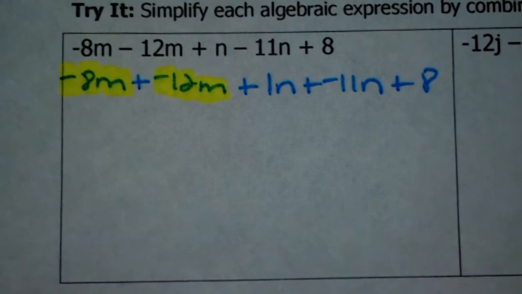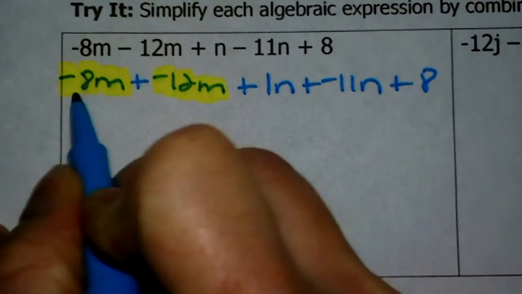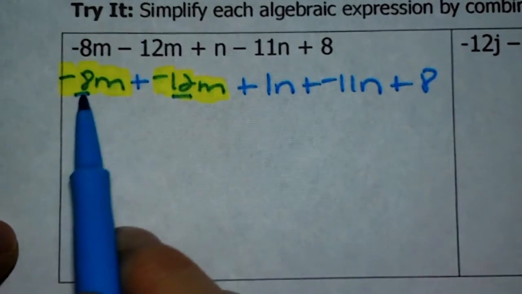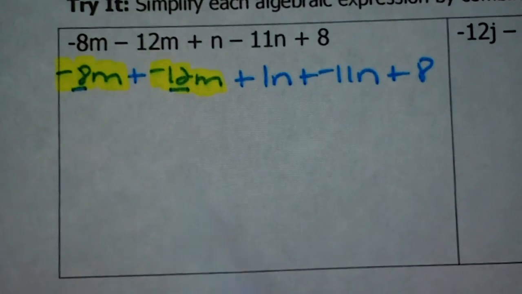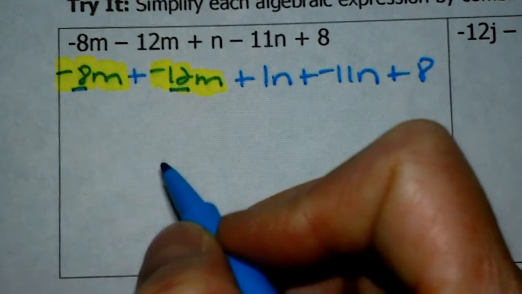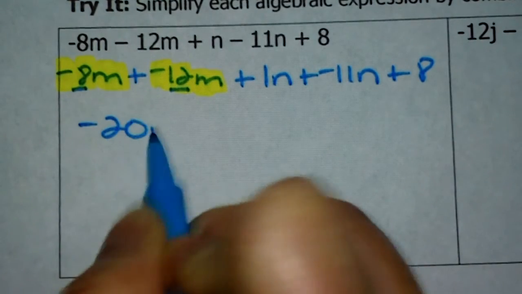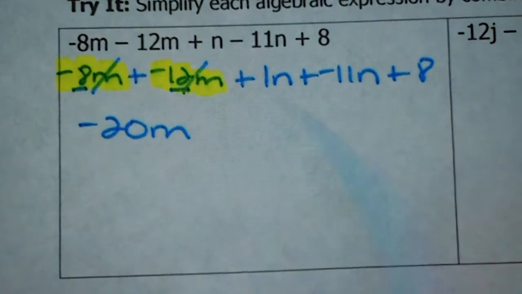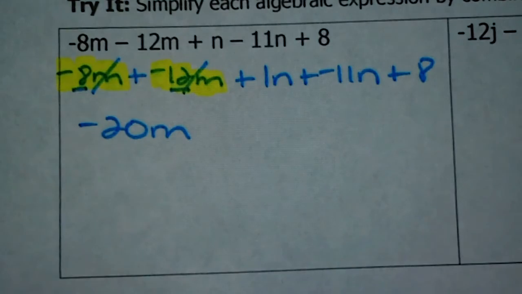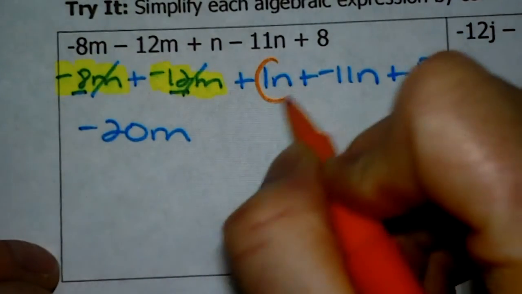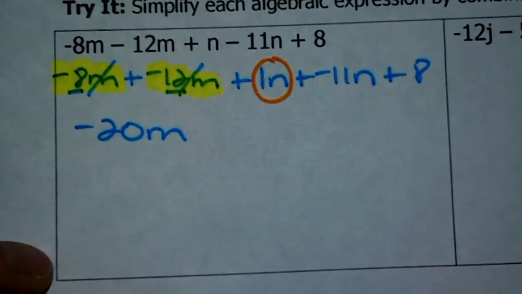So far, I know that negative 8m and negative 12m go together. In order to put them together, all I have to do is add their coefficients. If you have negative 8m's and another negative 12m's, you now have negative 20m. Because a negative plus a negative, add the digits, keep the sign. So we're done with those m's. Now, next along, I see I have an n. I want to find all the n's.